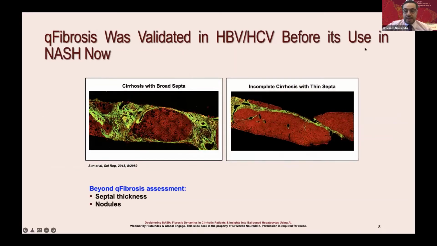And this is an example of studies that have been done by HistoIndex, looking at the Q fibrosis score. And this is just looking at fibrosis. We have not extended yet to the septal thickness and nodule. And these studies have been done on HBV and HCV viruses. And it shows you clearly the difference between cirrhosis and incomplete cirrhosis with thin septa, here shown in green. So the right and left look completely different.